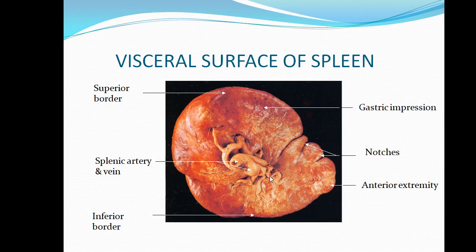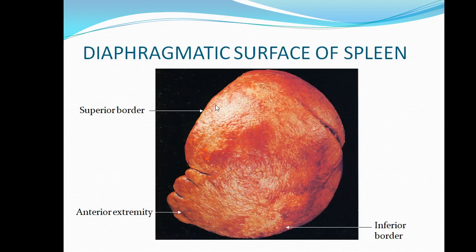Then another fold of the peritoneum reflects here from the anterior surface onto the anterior surface of the left kidney, forming the lienorenal ligament. Here, this is what you can see is the diaphragmatic surface.